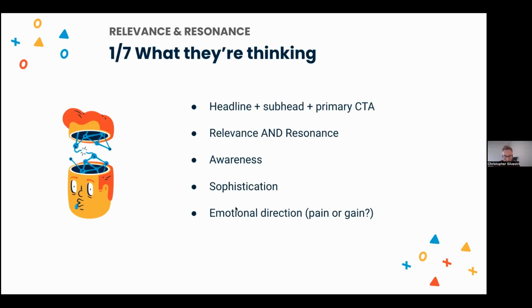The other and last point that I always keep in mind when I write my what they're thinking section is the emotional direction. And this simply means, are they running away from a pain, or are they going towards a goal or gain? So do we need to talk about it in more negative problem-solving terms, or should we keep them focused on the goal that they want to attain?